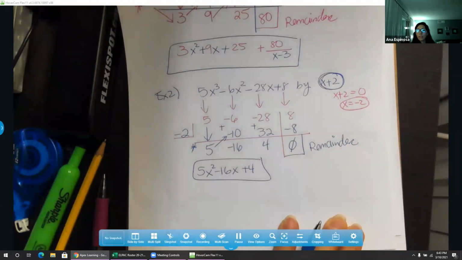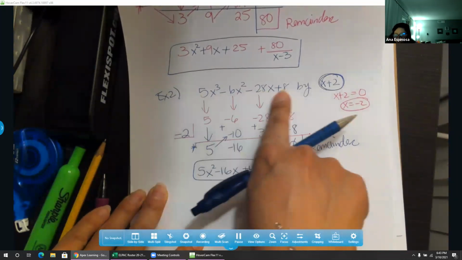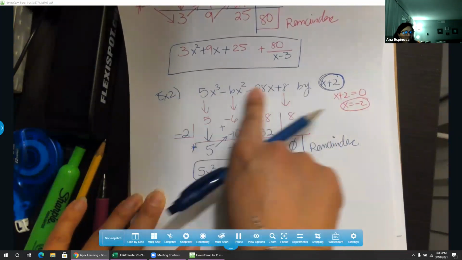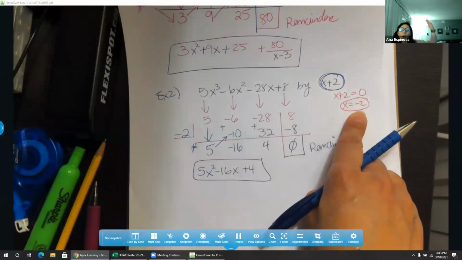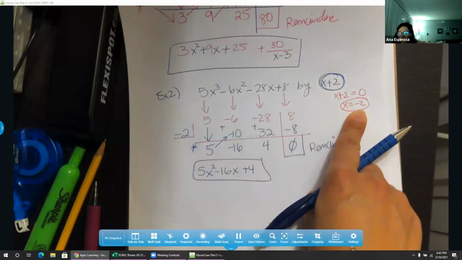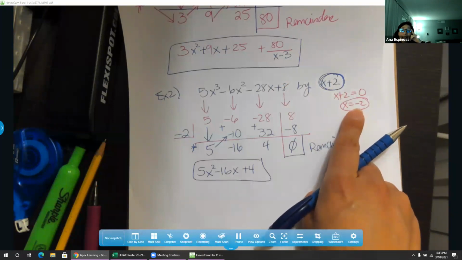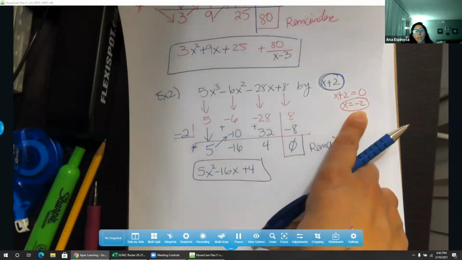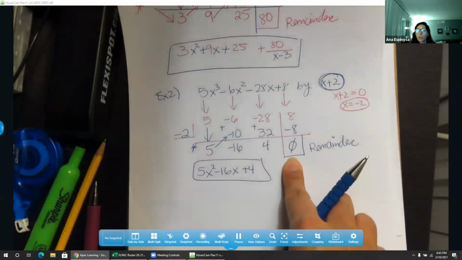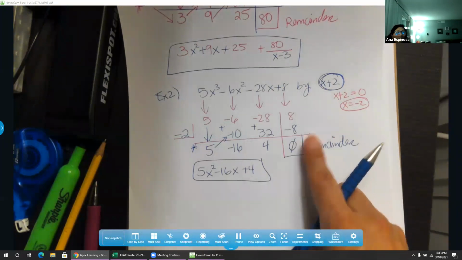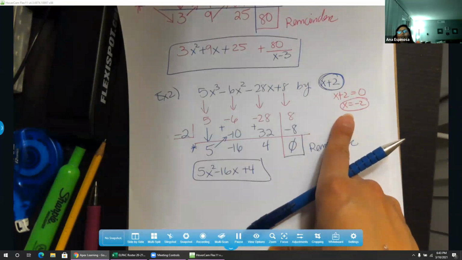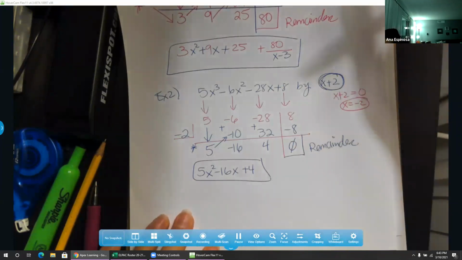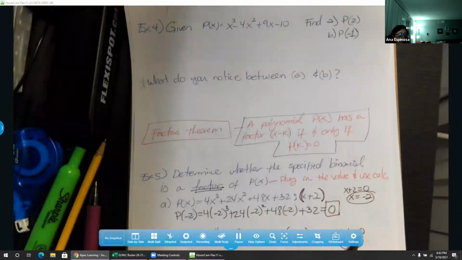Graphically, what does it mean to be a factor? It means that it is an x-intercept. So if I were to graph this polynomial, which I ask you to do, please go ahead and do so. It could have many x-intercepts, but I know for sure there's an x-intercept at negative 2. That's because the remainder is 0. So that's what the factor theorem says: if your remainder is 0, that was a factor, meaning that is an x-intercept. That's what all this means, and it all kind of comes together.